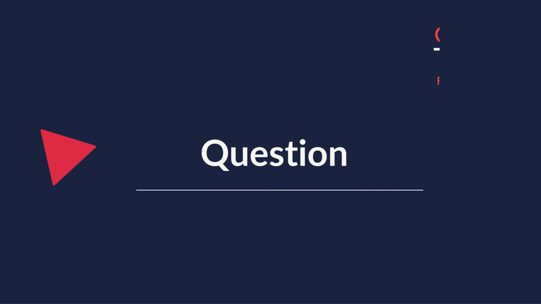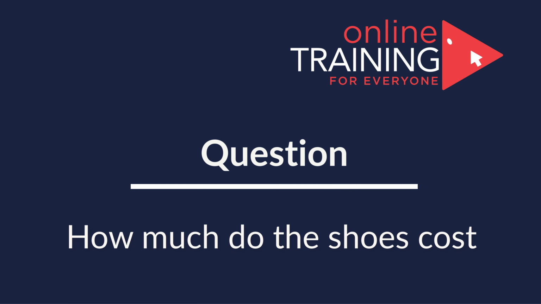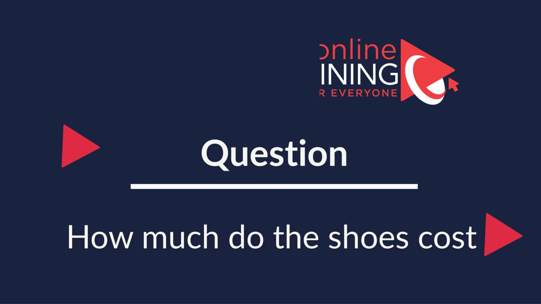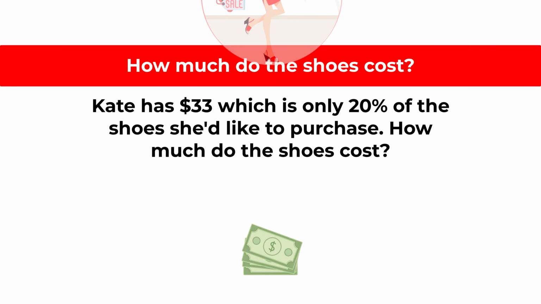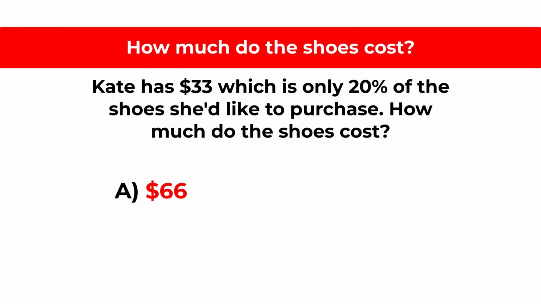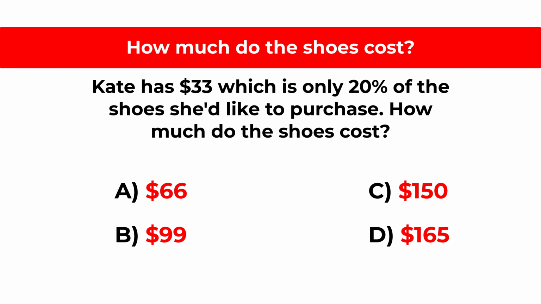Here's the cool question that you frequently get in the test. Kate has $33, which is only 20% of the cost of shoes that she would like to purchase. How much do the shoes cost? And you're presented with 4 different choices. Choice A, $66. Choice B, $99. Choice C, $150. And choice D, $165. Can you calculate the answer?